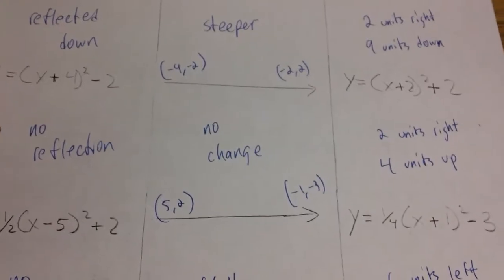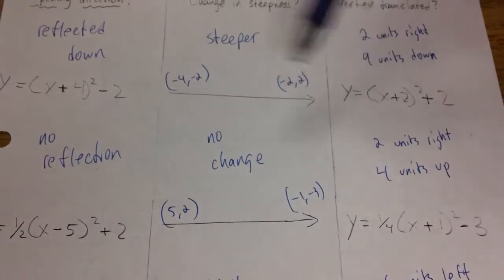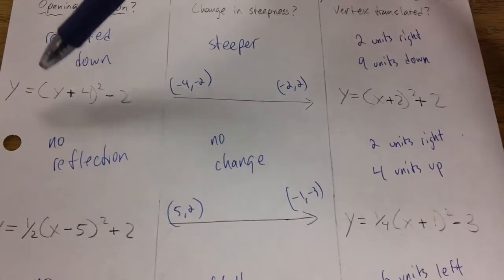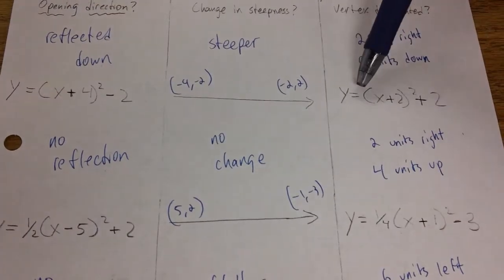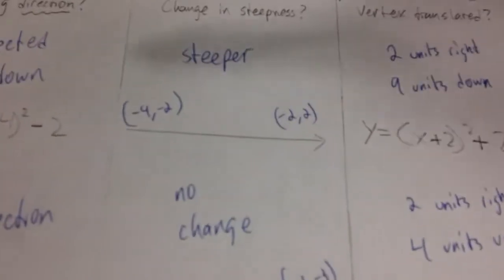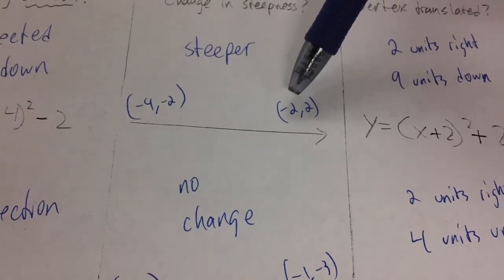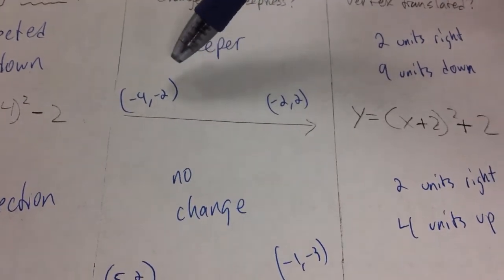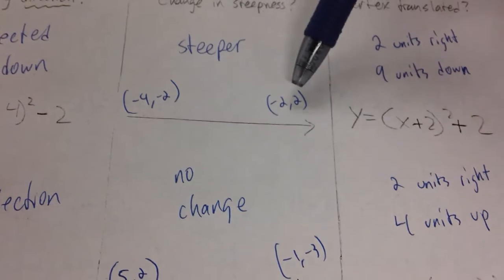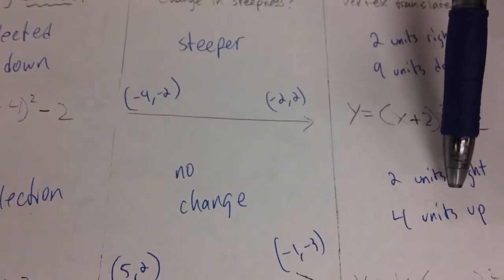For the second problem here, it went from a positive coefficient to a positive coefficient, so there was no reflection. It went from a 1 to a 1, so again there's no change in the steepness. And then in terms of the vertex, it went from a -4 to a -2, so that means it went 2 units to the right. And then it went from a -2 to a +2 for the y value, so that means the parabola moved up 4 units.